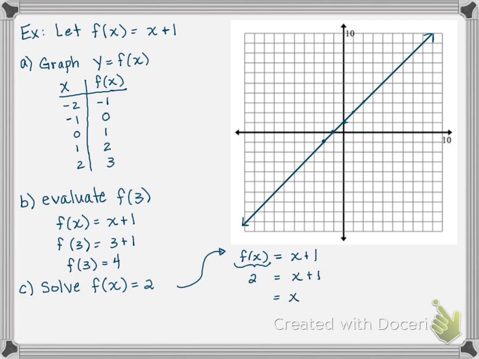We get x equals 1. And we can see that on our graph, too. If I have a y value of 2, that corresponds to a point on my graph with an x value of 1. Does that make sense?